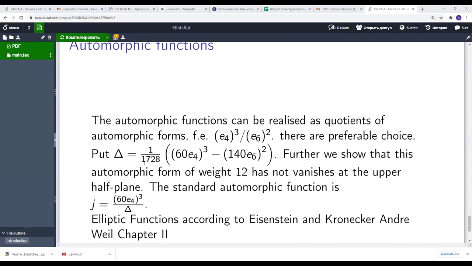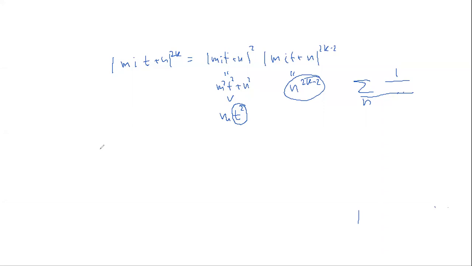1728. Do you know what this number is? What is this number? So I have such a number: one, seven, two, eight. What is this number? Do you know? Nobody knows what it is.